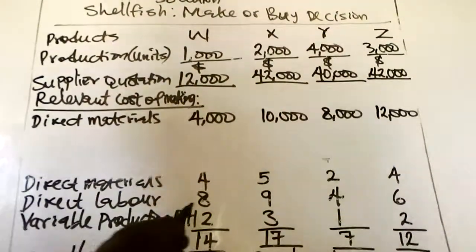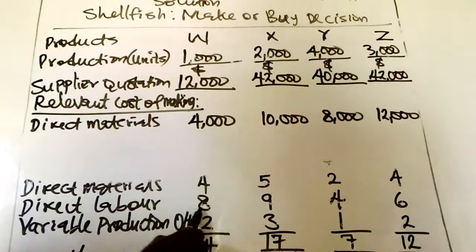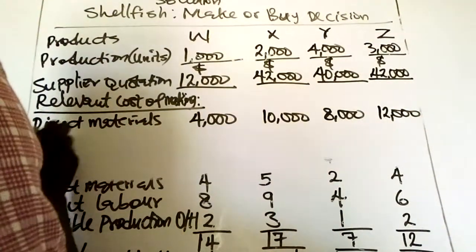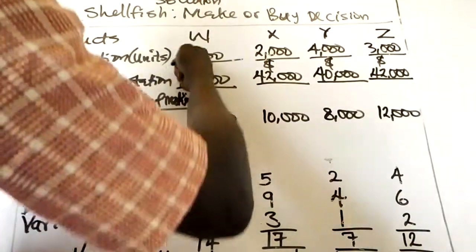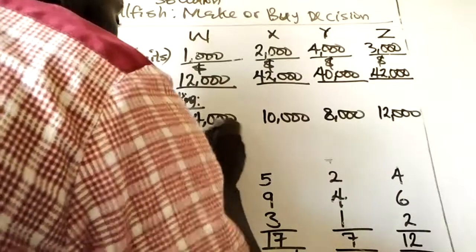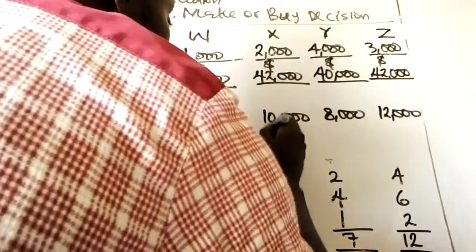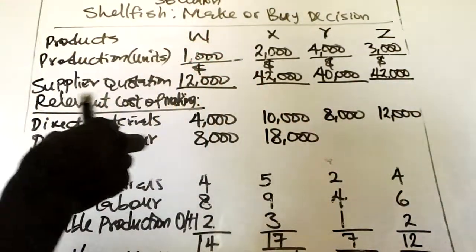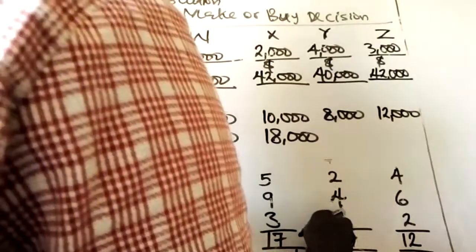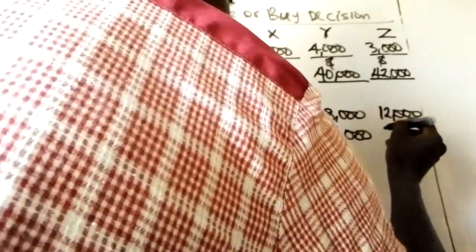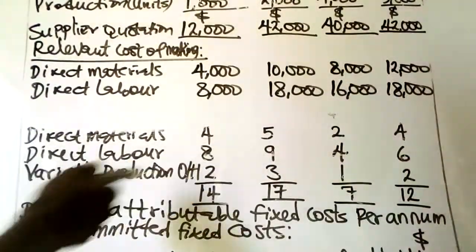Then direct labor. 1,000 units times $8 will give us $8,000. 2,000 units times $9 per unit will give us $18,000. 4,000 units times $4 per unit will give us $16,000. 3,000 units times $6 per unit will give us $18,000. Then we have variable production overheads.